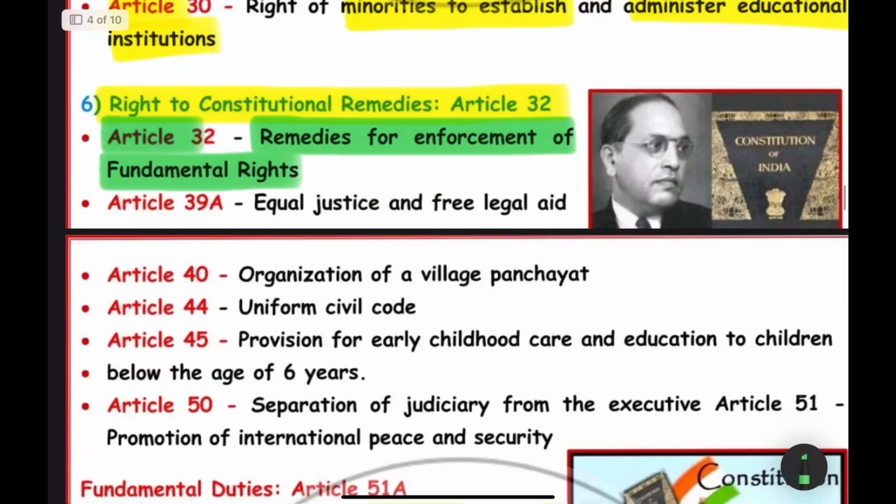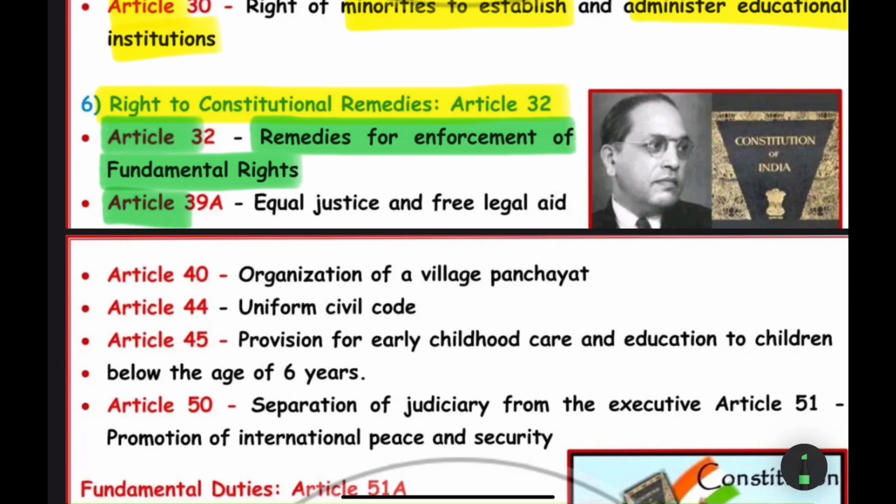Now we have started article 39. Our fundamental rights are completed. Now we enter into the DPSP. DPSP specifically tells us the Directive Principles of State Policy. It specifically tells the states what to do for the welfare of the people of society. So this is the DPSP.